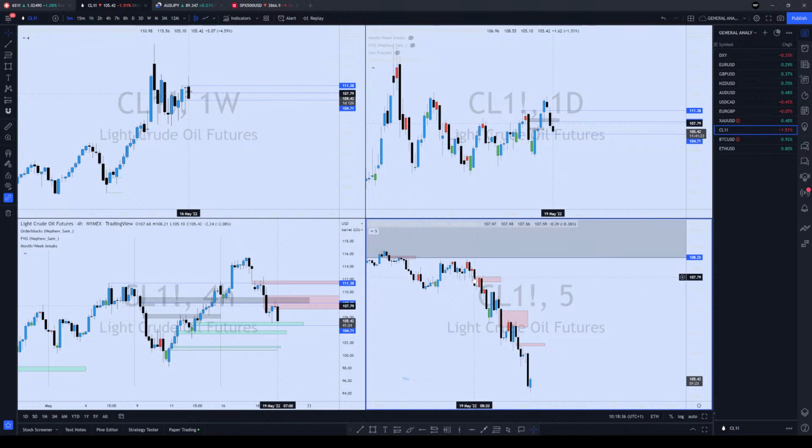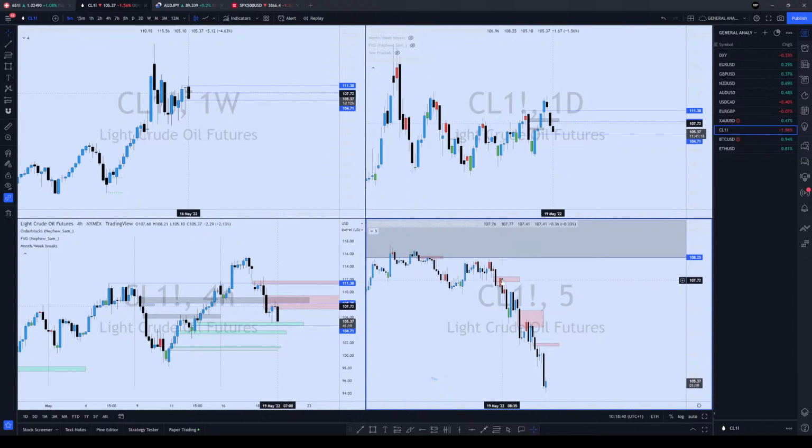Okay, we are bearish. We have the 5 minutes chart. Boom, pull back, sell short. Boom, pull back, sell short. Boom, pull back, sell short. Boom. We didn't actually get into that, right?